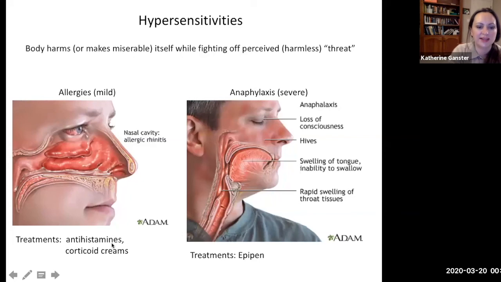And of course, you can take an antihistamine for that. If it's on the surface of the skin, you can take a corticoid cream. Again, glucocorticoids reducing the inflammatory response. That would be a topical cream that you can put on. Anaphylaxis is a more severe case where you're actually getting swelling. You can get swelling of the tongue and swelling of the airways to where now you can't breathe anymore. And treatment for this is an EpiPen.